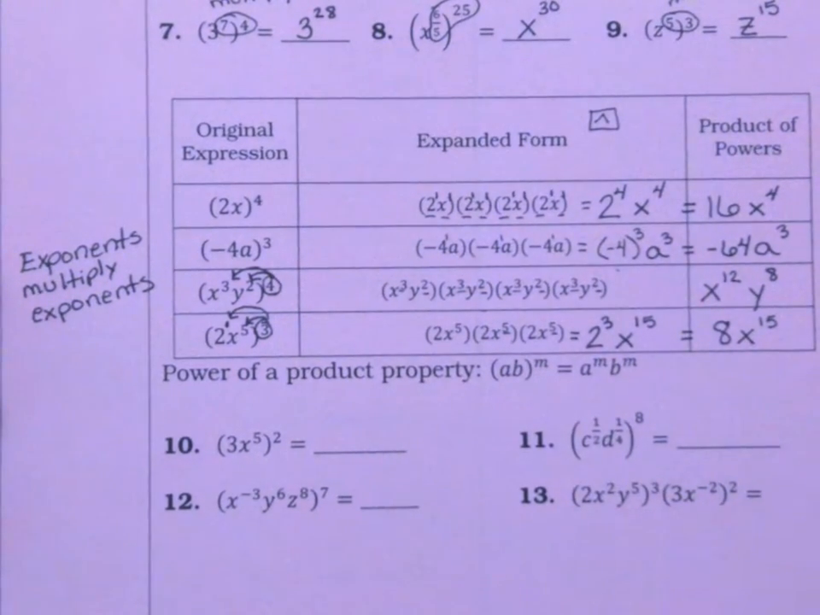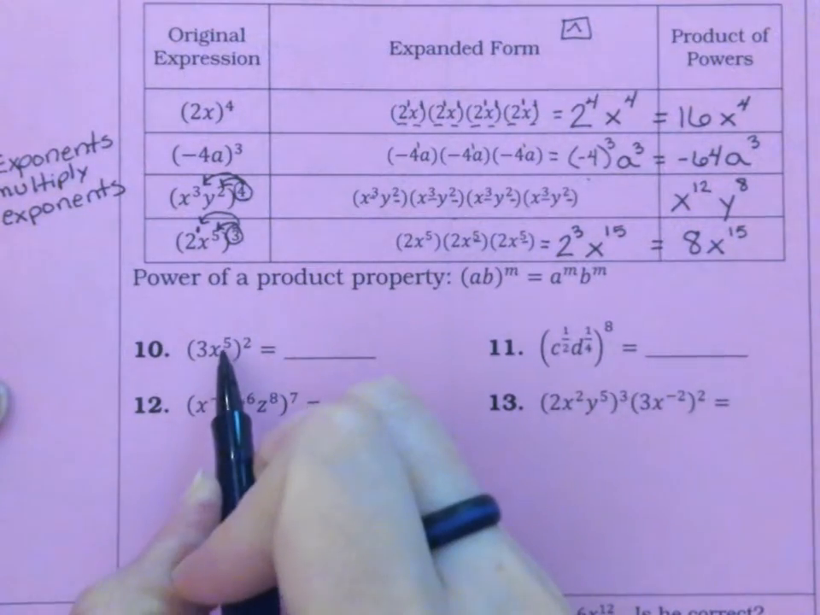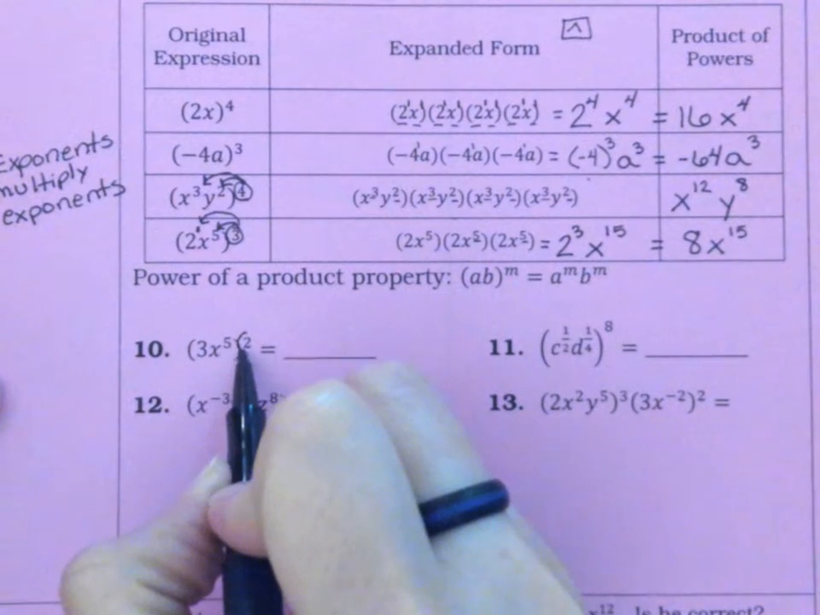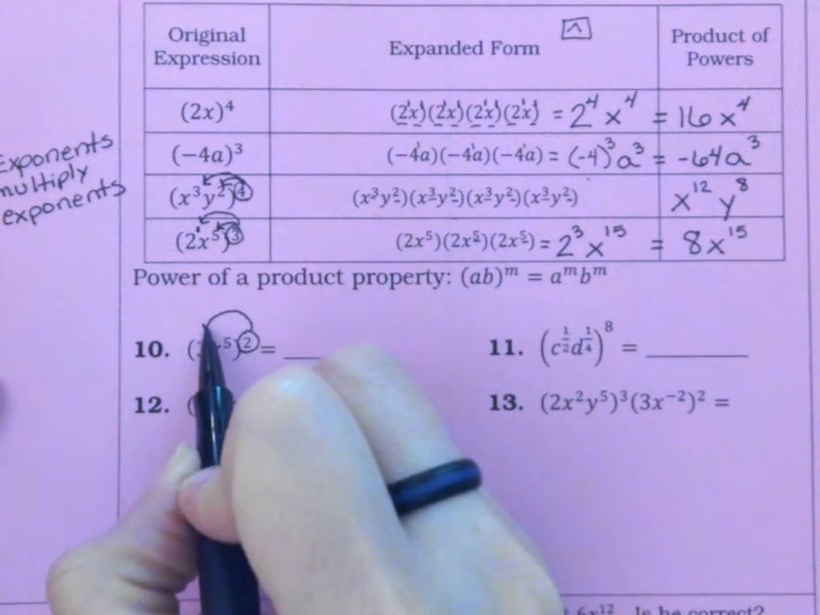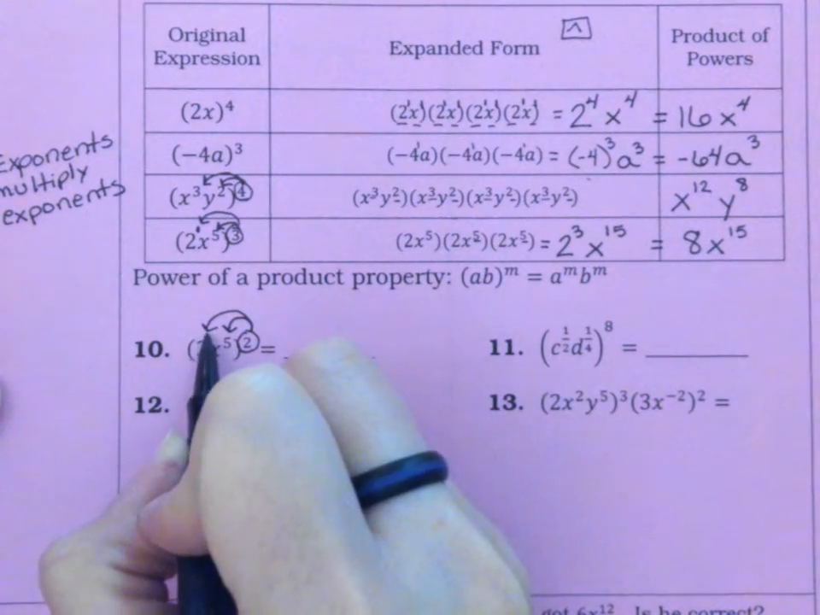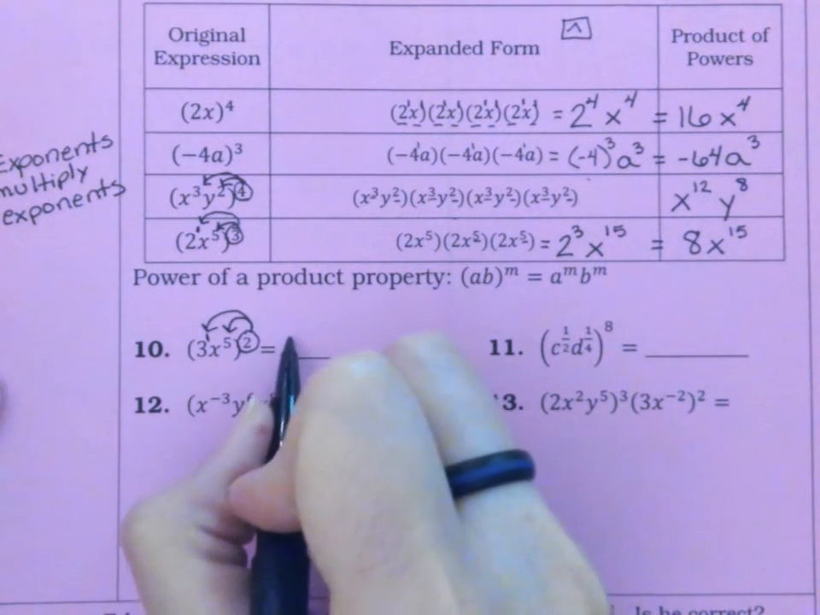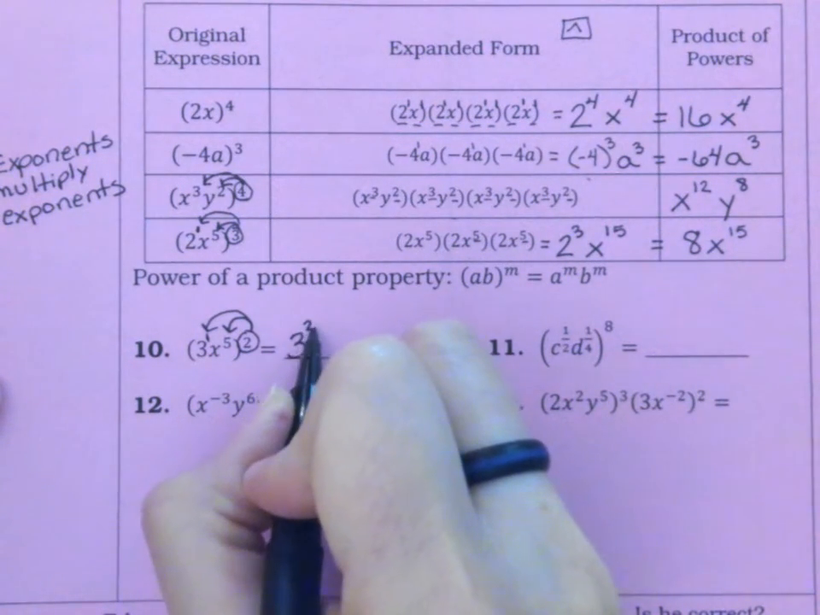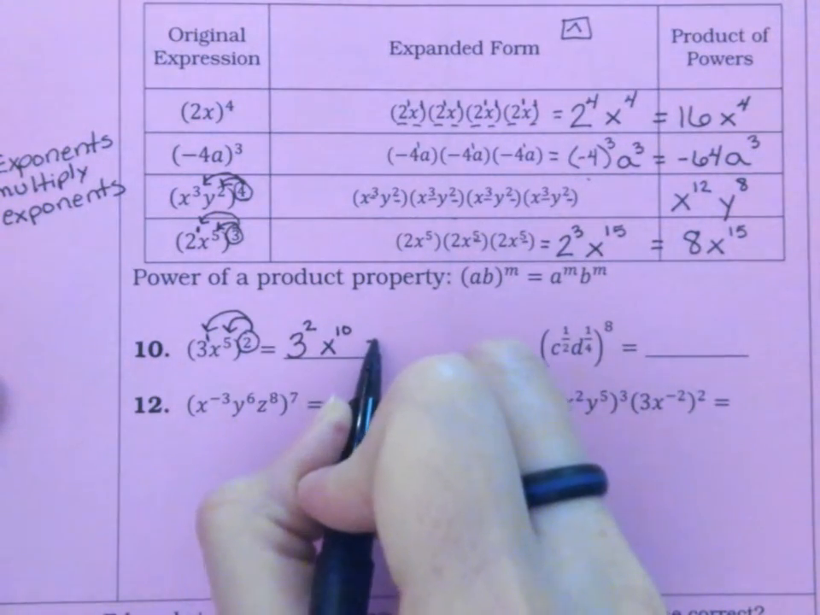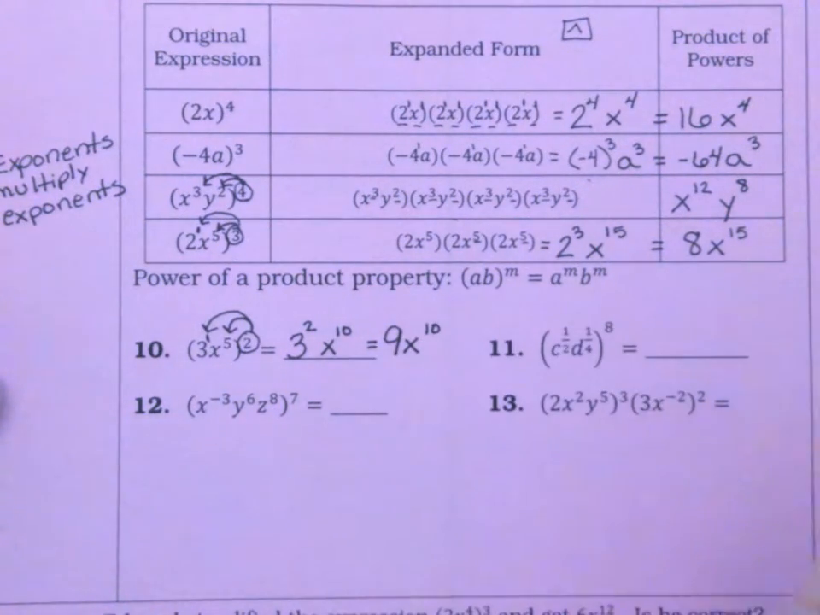So let's practice with these ones. Number 10. 3x to the 5th squared, and we're going to use the rule, which says we take this 2 and we multiply it by the exponents. So the exponents here are 5 and invisible 1. I need you to write that 1 in. And what will happen is we get 3 squared x to the 10th. And 3 squared is 9. It's 3 times 3, so 9x to the 10th.